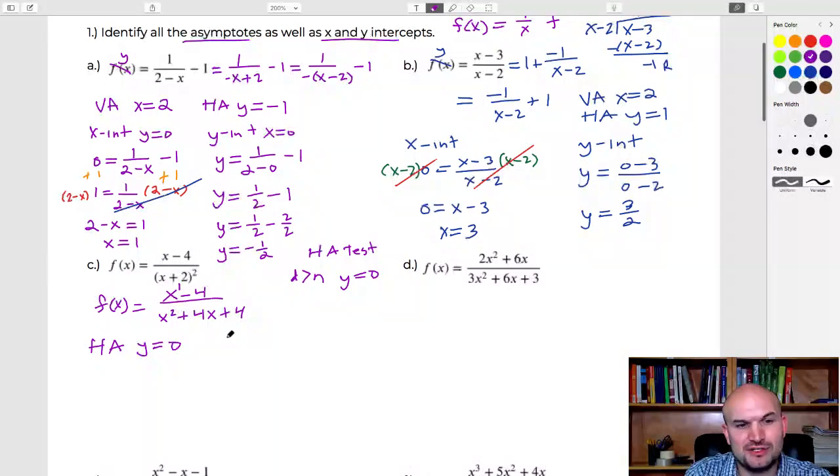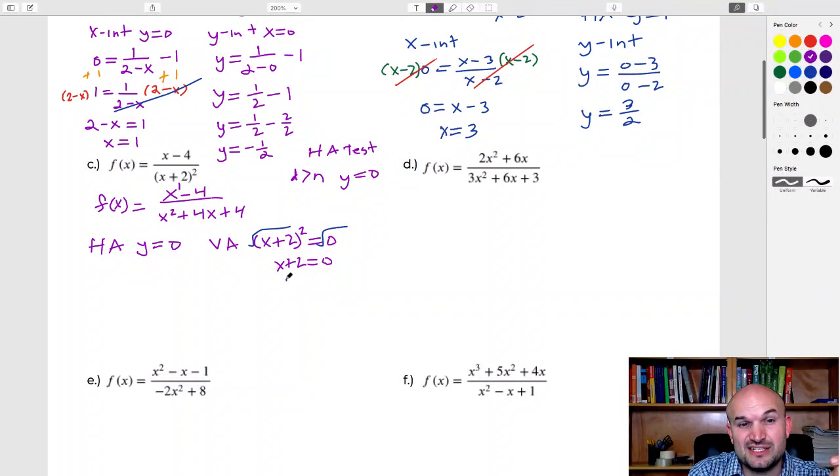But again, if I want to find the vertical asymptotes, all I'm going to do in this case is set my denominator equal to 0. Now, should I use the factored form or the expanded form? It doesn't really matter. I'd prefer to use the factored form because here, all I need to do is take the square root of both sides, and basically what I'll have is x plus 2 is equal to 0, so then I can say x is equal to negative 2.